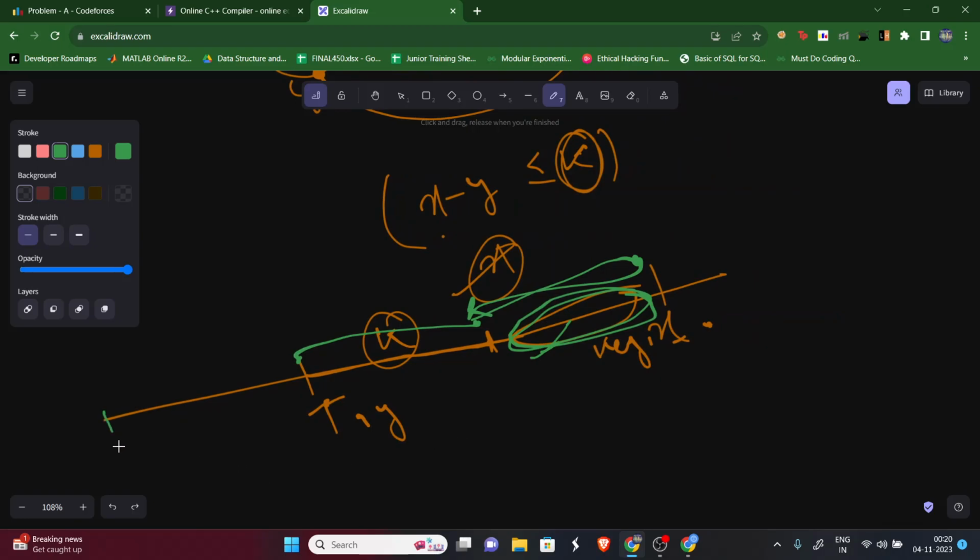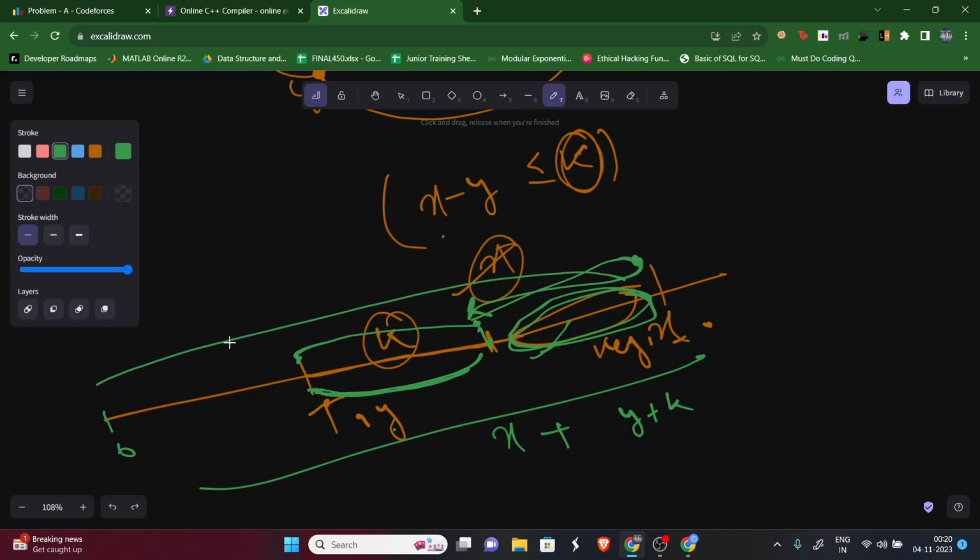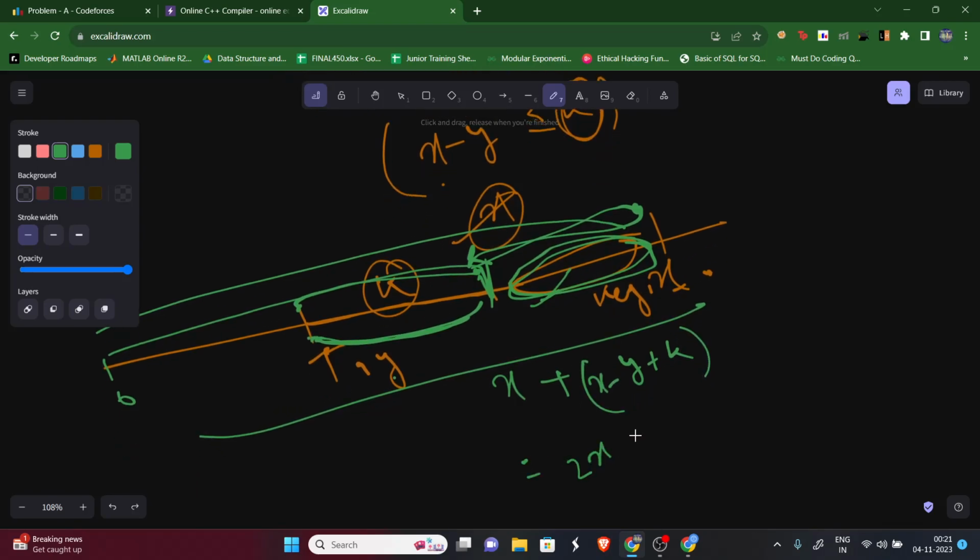We know that from 0, the total distance to the key is x. This other distance is nothing but y plus k, because we will move k distance from y in k seconds. So the total was x, and this total is y plus k. So we can write x minus y plus k, or combined, 2x minus y plus k will be the answer.